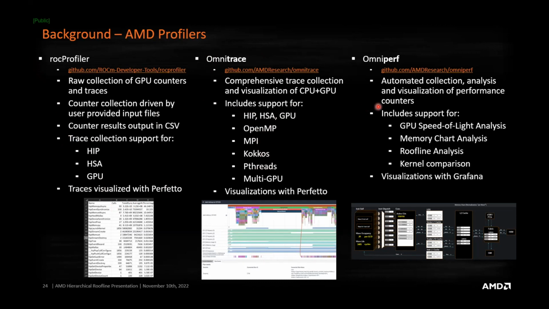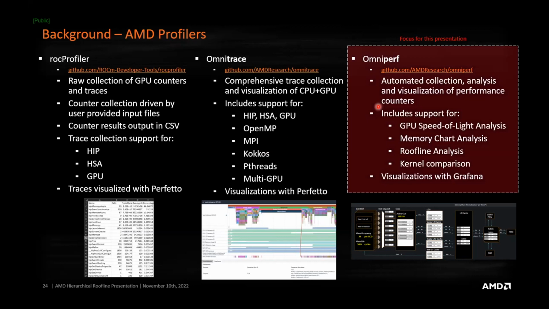And then finally, there's OmniPerf. And OmniPerf is what we're going to be focusing on in this presentation. And again, OmniPerf and OmniTrace and ROCprofiler, they're all public. OmniPerf focuses on the counters, and it provides you your GPU speed of light, your memory chart analysis, and what we're going to look at here specifically, your Roofline analysis. It'll generate that Roofline plot for your hardware, and then it'll give you the data points for your workloads to fit on that plot as well.